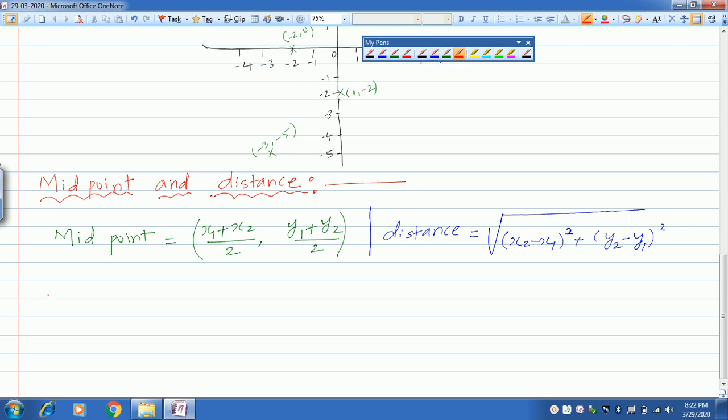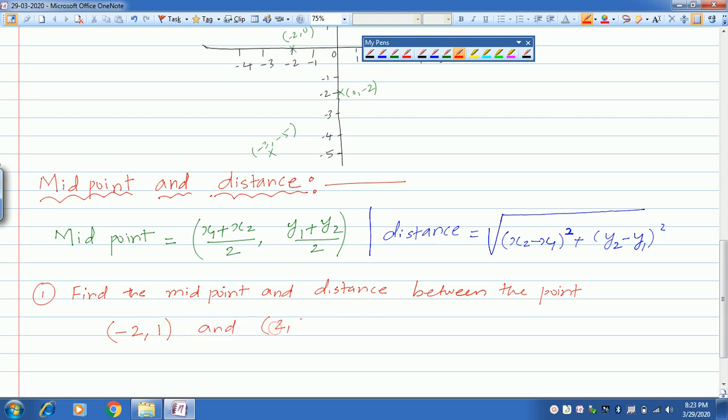Find the distance. The first question: find the midpoint and the distance between the 2 points. What points will I take? Here I will take minus 2 comma 1 and 2 comma 1. Let us go with this. So we have the solution.